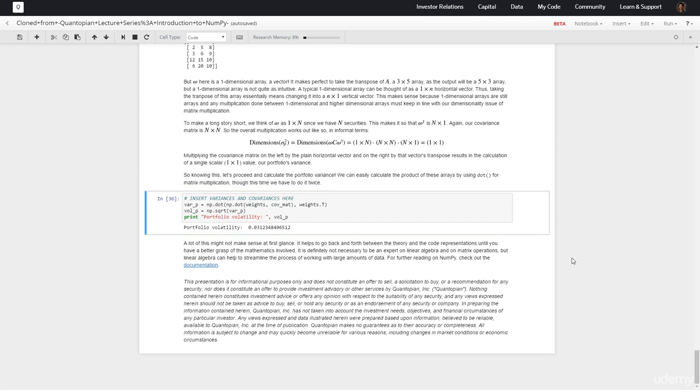So all of this might not make sense at first glance. It helps to go back and forth between the theory and the code representations until you have a better grasp of the mathematics involved. It is definitely not necessary to be an expert on linear algebra and on matrix operations, but linear algebra can help to streamline the process of working with large amounts of data. So for further reading on NumPy, check out the documentation.